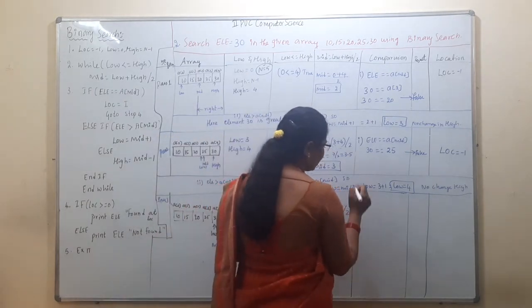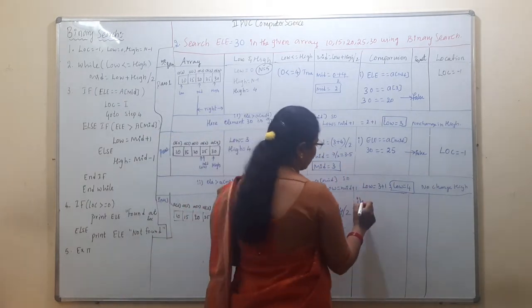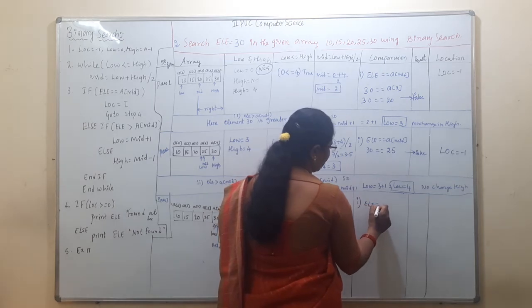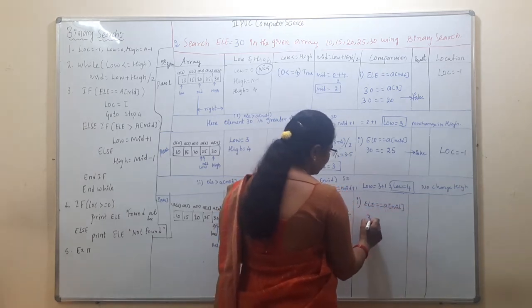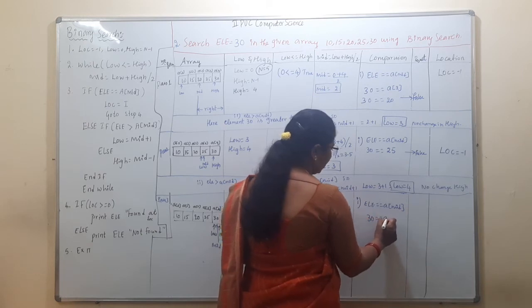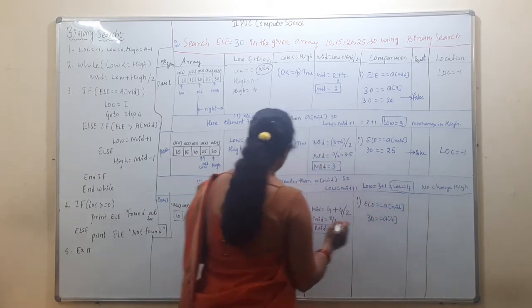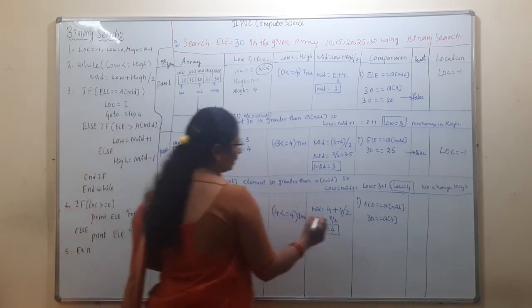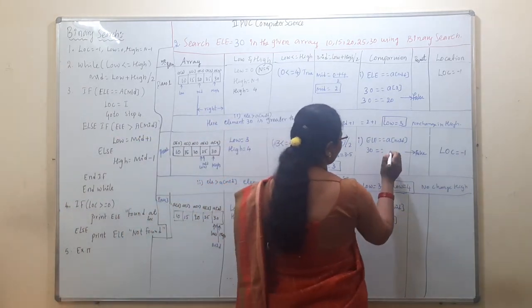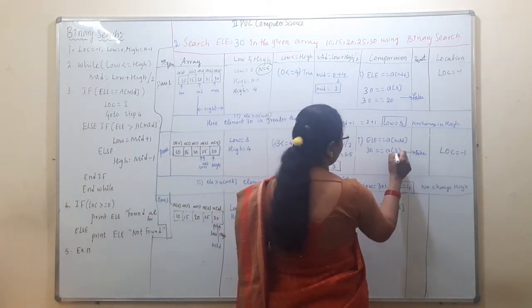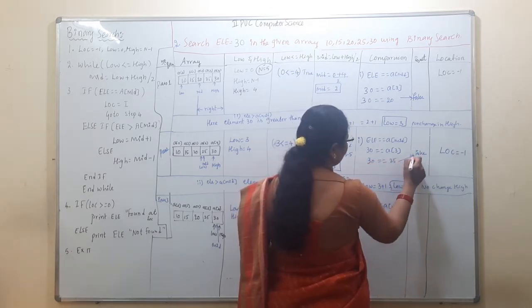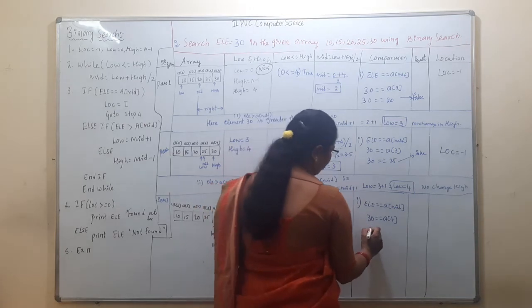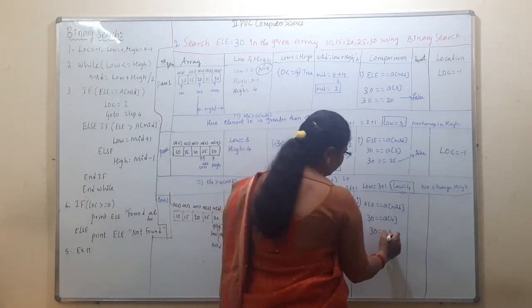Again the condition has to continue with condition 1. Element is equal to A of mid. What is my searching element? Searching element is 30. What is in A of 4? 30. So is 30 equal to 25? The condition is false. Yes, A of 4 is equal to 30.